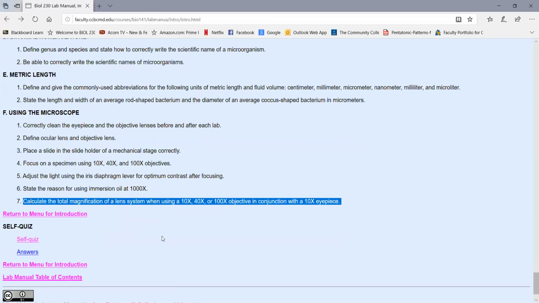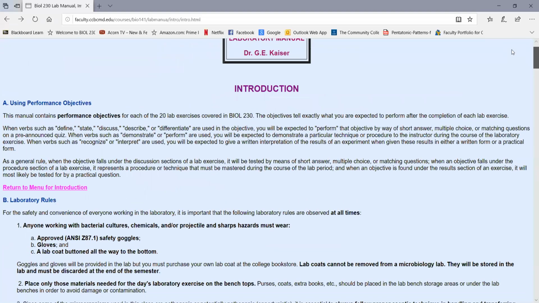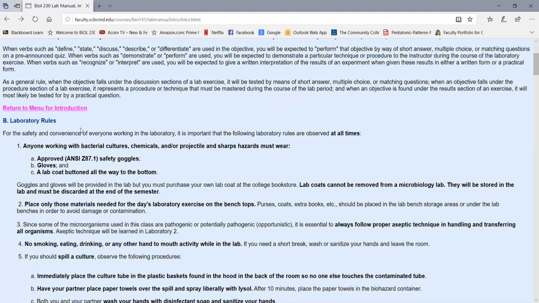And also keep in mind, after the performance objectives, each online lab has a self-quiz you can do, as well as the answers for that quiz. So with that introduction, let's get back to our introduction to the lab manual.